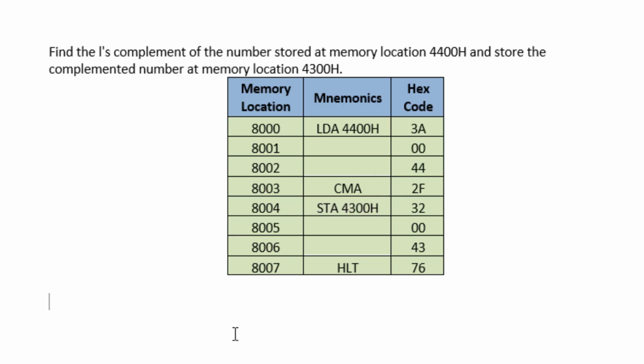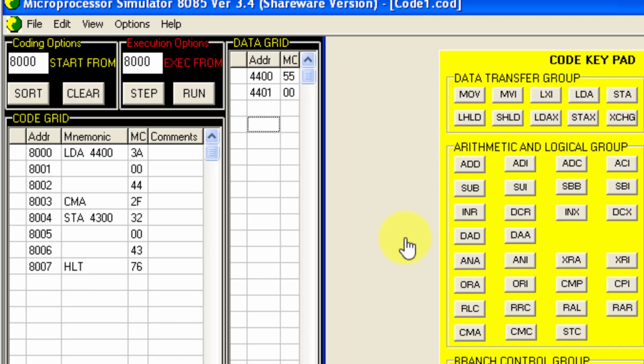So let us just perform this on the simulator. This is the required code, LDA 4400. I have stored the data 55 at 4400. So 55 is 01010101. When we complement, we get 10101010. So this 55 becomes AA. It will get stored in location 4300.